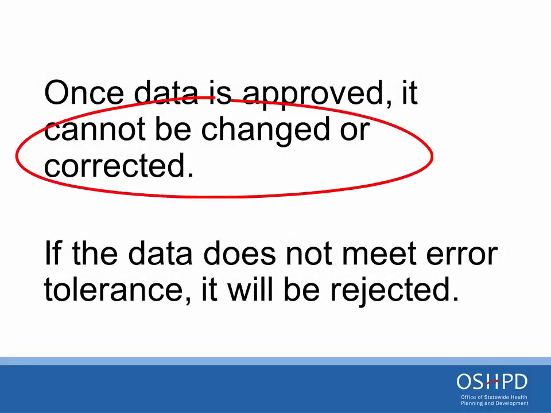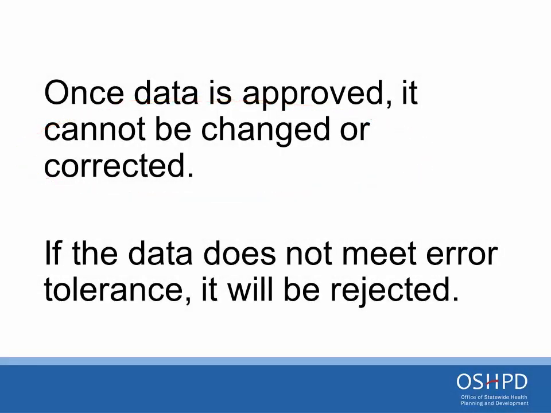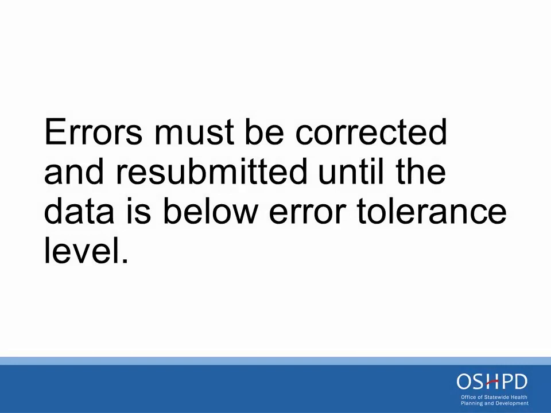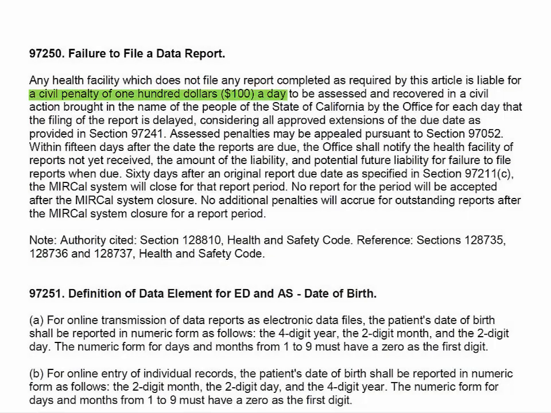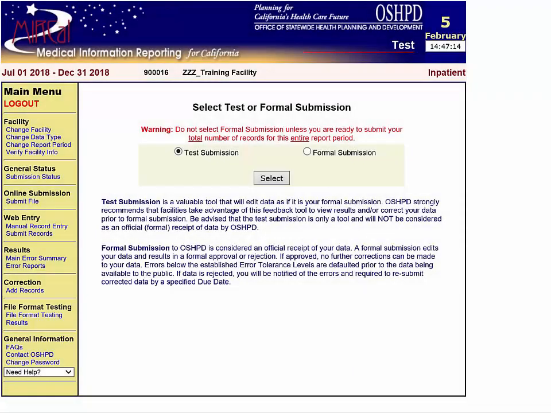Once data is approved, it cannot be changed or corrected. If the data does not meet error tolerance, it will be rejected. The data must be corrected and resubmitted until errors are below error tolerance. If the due date is missed, the data will be delinquent and the facility will be subject to penalties of $100 per day.